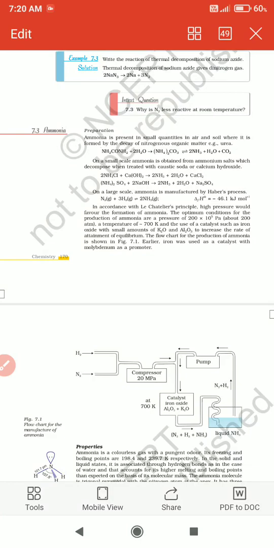Yesterday we discussed the preparation method, properties, and uses of dinitrogen. Today we are going to discuss ammonia: the industrial manufacturing method, the uses of ammonia, and its properties. So let us see that.